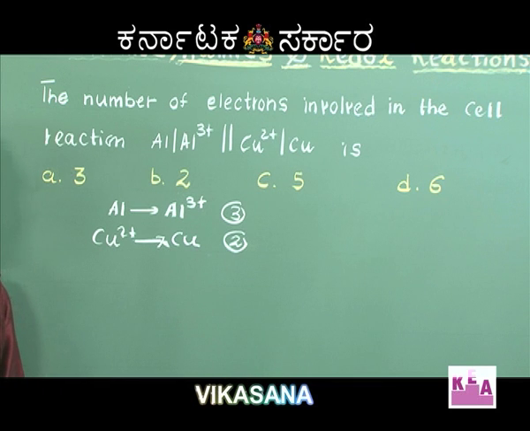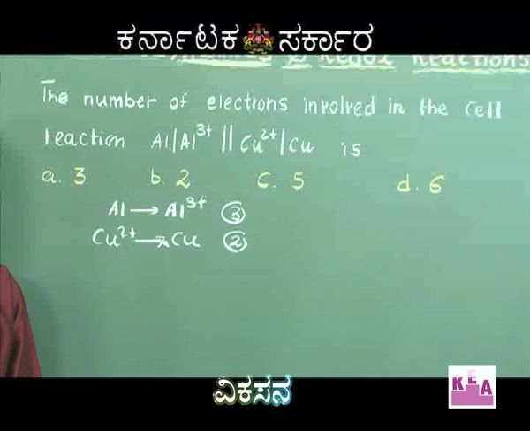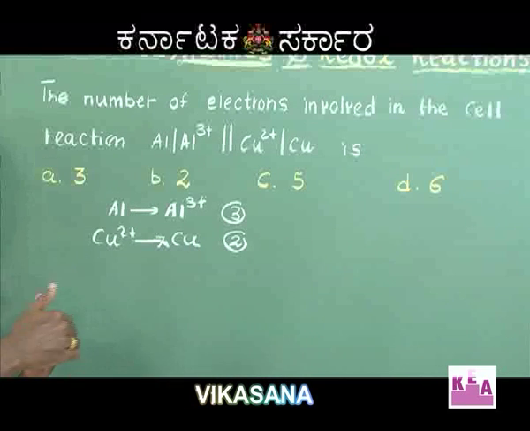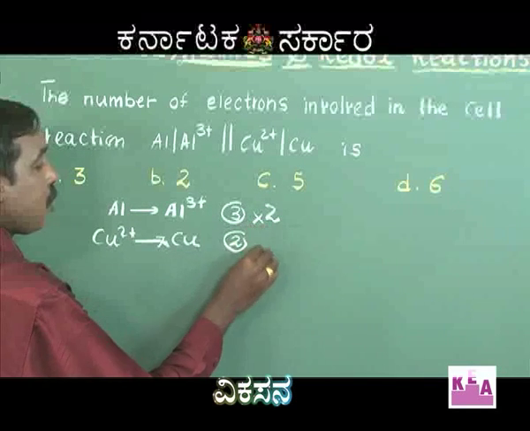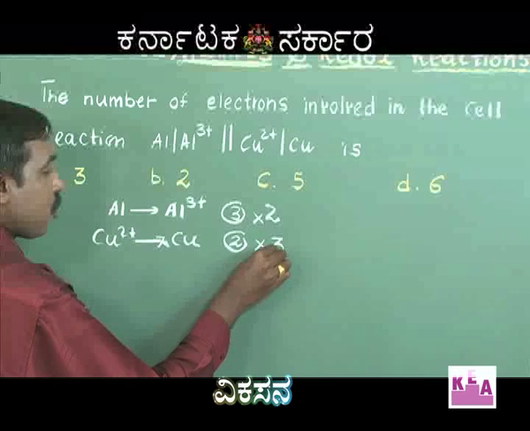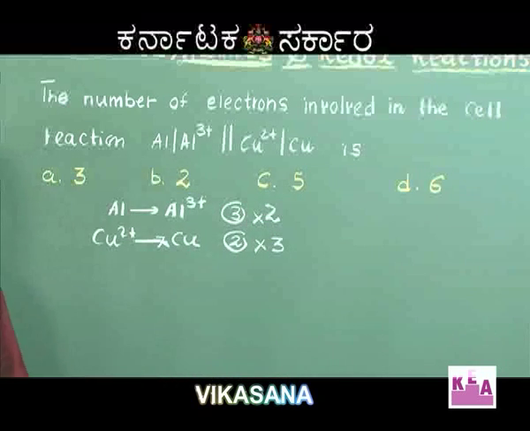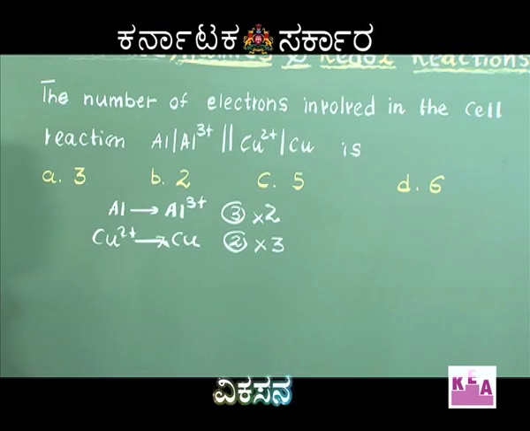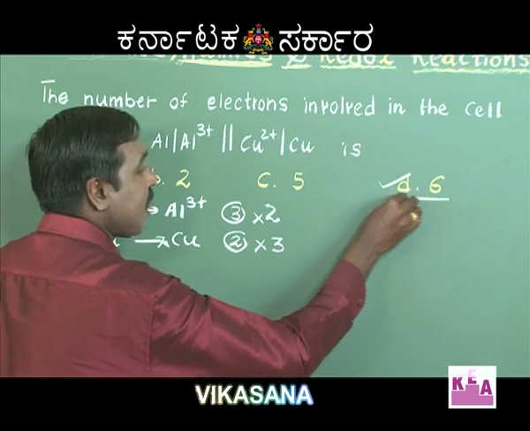One of the basic rules when a salt bridge connects two half cells is that the number of electrons lost should be equal to the number of electrons gained. I have 3 electrons lost, 2 electrons gained. To make them equal, I multiply the first equation by 2 and the second equation by 3. Therefore, the total number of electrons involved happens to be 6 electrons. Therefore, the right answer for the number of electrons involved in the cell reaction is 6. Option D is the right answer.